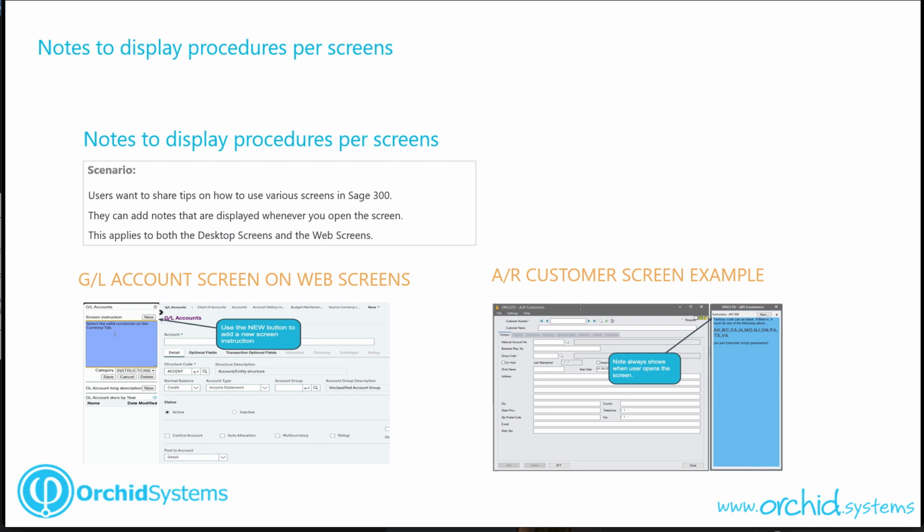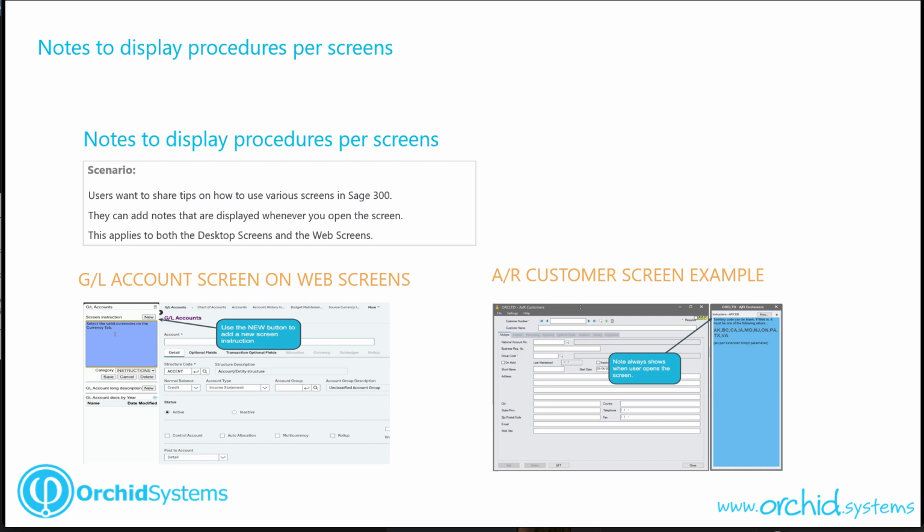Notes also lets you add and view information in the context of Sage 300 screens. One type of note that is very useful to share information and processes between team members is notes that apply to a specific screen in Sage 300 to provide instruction or procedures on how to use this screen in your specific environment.